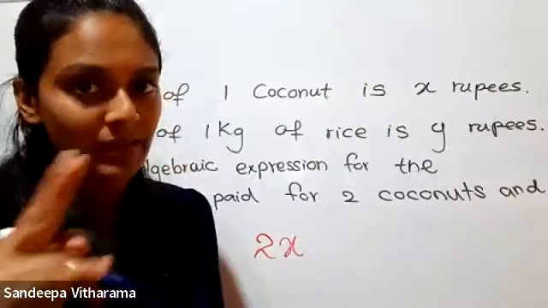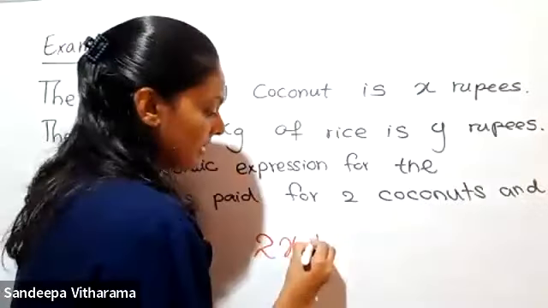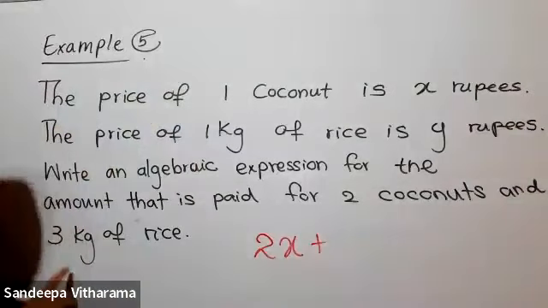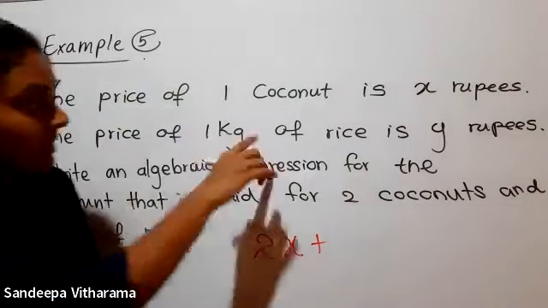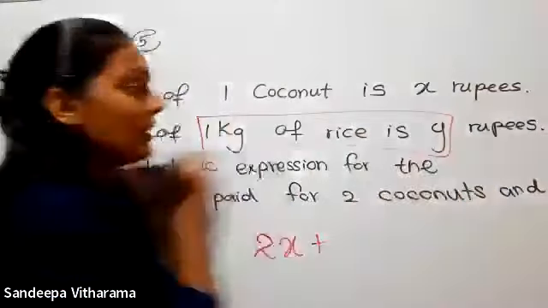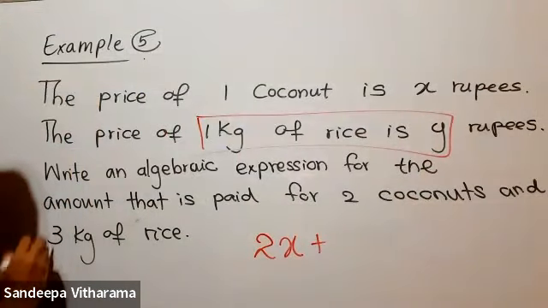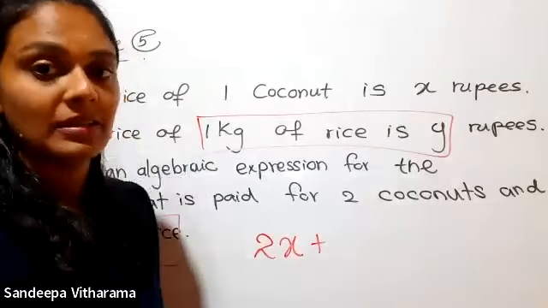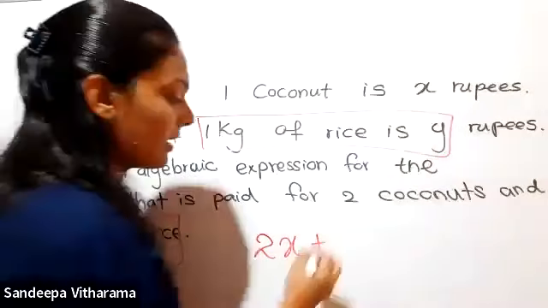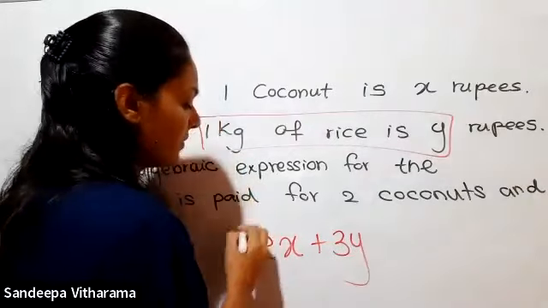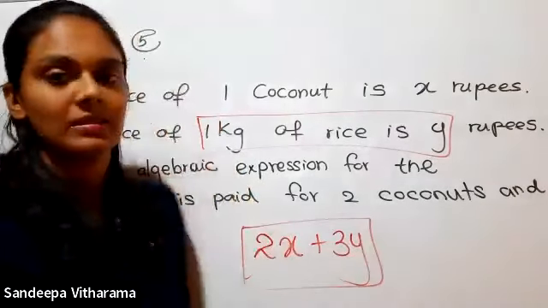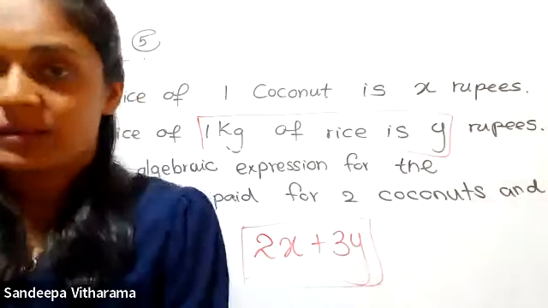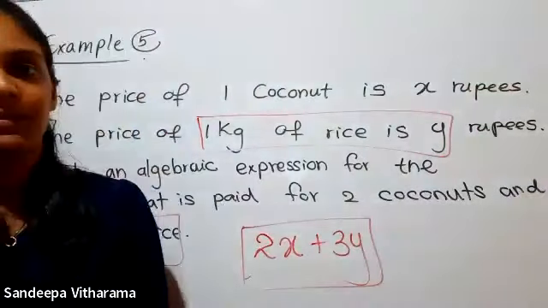Okay? Is it clear? Then we have to add the price of 3 kilograms of rice. Then 1 kilogram of rice is 5 rupees. Then to buy 3 kilograms of rice, how much does it need? It is 3y. 3 times y. That means it is 3y. Okay. Then this is the amount of money that we need to buy 2 coconuts and 3 kilograms of rice.